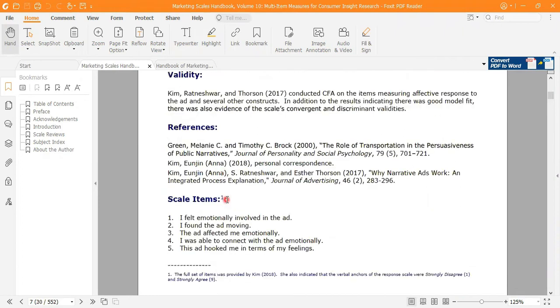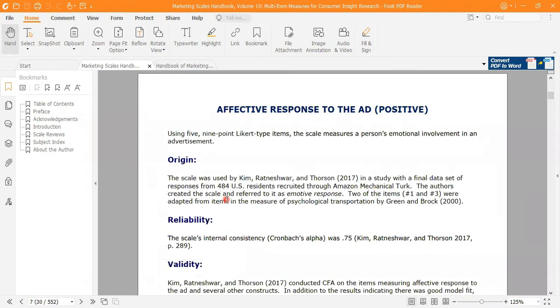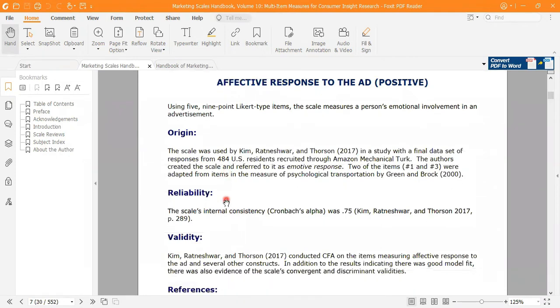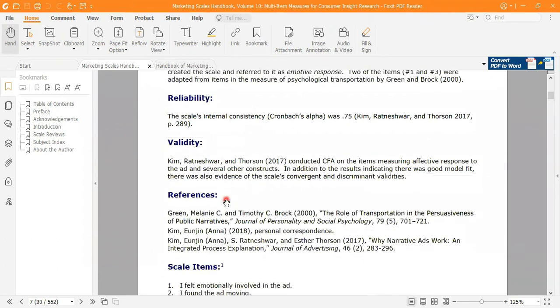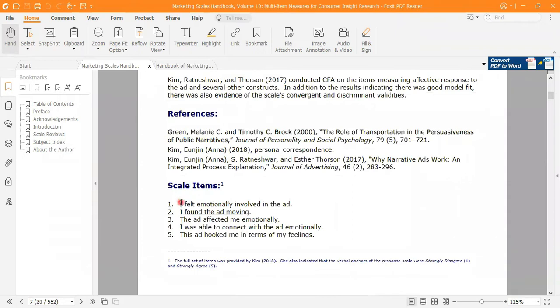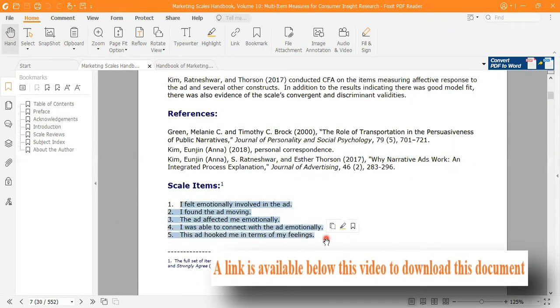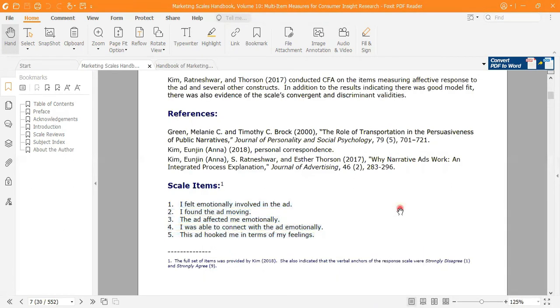Okay, and then here another I'm going to show you is about the affective response to the ad, positive response. Again, its origin is available, reliability is available, validity is available, reference is available, and scale items are available. Just what you require, copy from here and paste into your research paper. But please, I want to remind you that whenever you use anyone's scale, please provide the proper citation and reference in your research journal. This is an ethical way to represent someone's work.